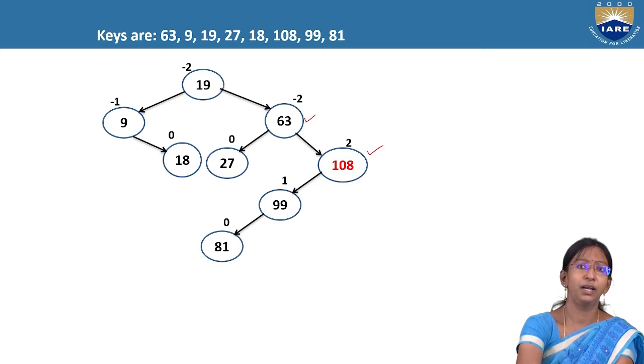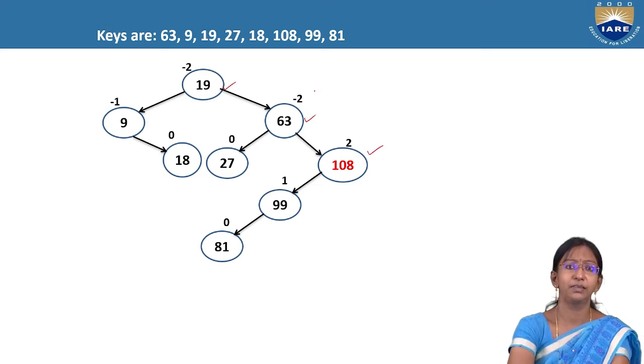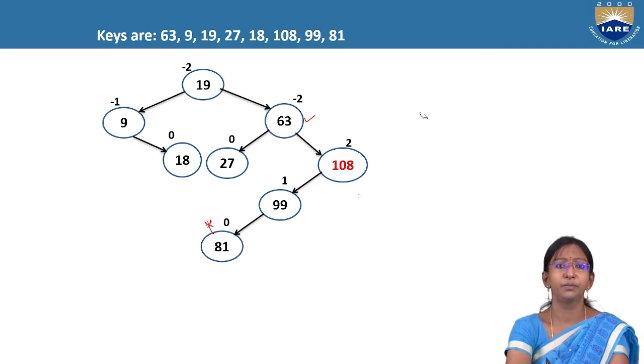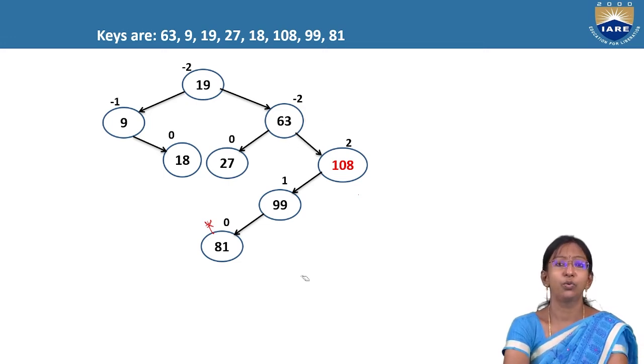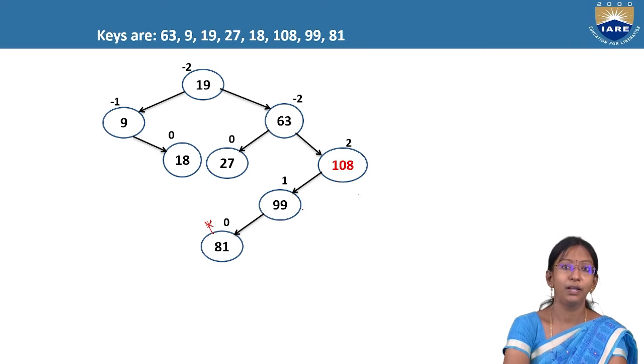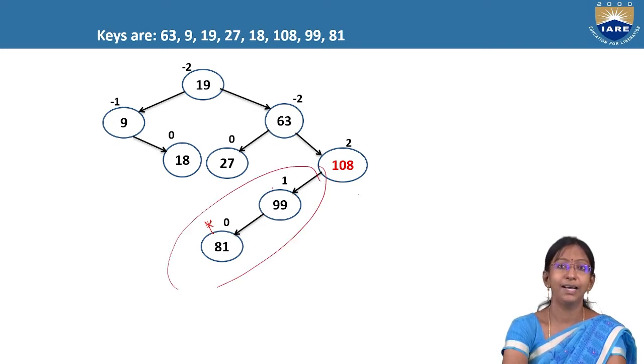108, 63 and 19. Three elements lost their balance because of insertion of 81. You have to look for the nearest element which lost its balance, which is the grandparent. If you go by the relations, 108 becomes its grandparent, 63 the parent, and 19 is the boss, right? So who is the nearest relative who got affected? His grandparent. So have a look. Why, from the point of view of 81, did my grandparent lose its balance? Because of me, where I was inserted in the left subtree as a left child.